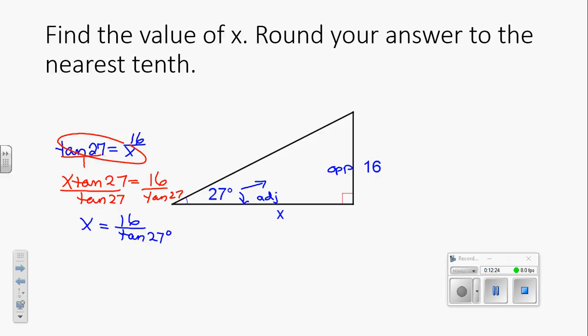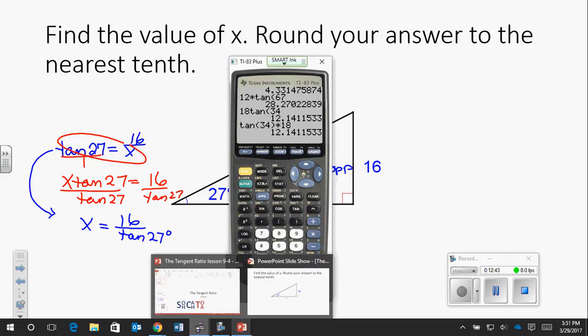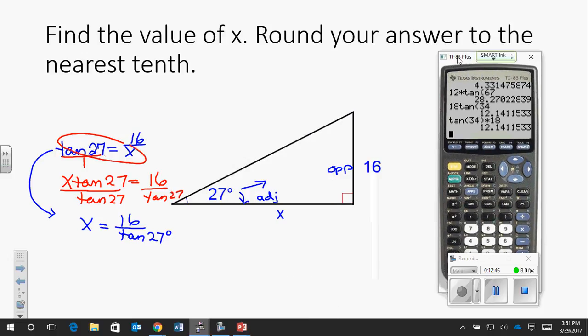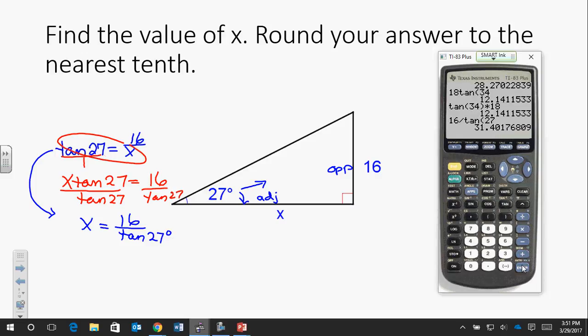Once you've done enough of these problems, you'll start to recognize that the tangent of 27 and x are going to switch positions. So you could jump from this step down to this step and say that x will be equal to 16 over the tangent of 27. So breaking out our calculator again, 16 divided by the tangent of 27 is going to be equal to 31.4. So the length of our adjacent leg is about 31.4 if we're asked to find it to one decimal place.